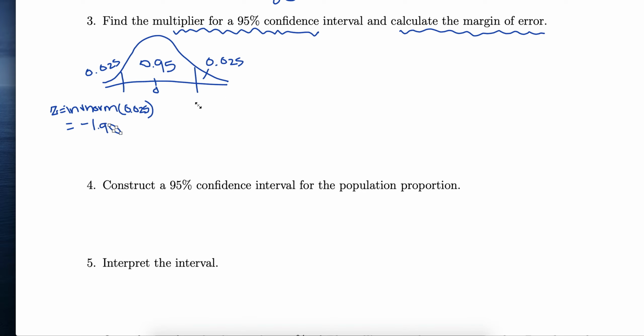Then on the right-hand side, if you do the same thing, we don't even have to use our calculator. Because this is symmetric around 0, we know it's going to be positive 1.96. But just for practice and to make sure we're understanding how this works, if we use inverse norm, the value that we should supply here is the area to the left. So that's 95% plus the other 2.5%, or 0.975.